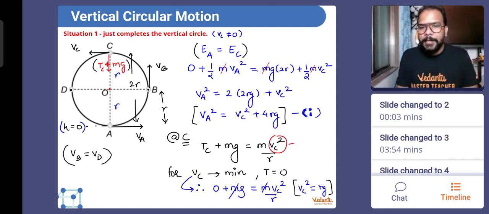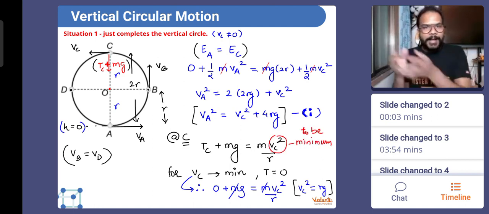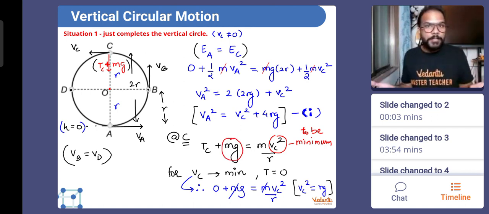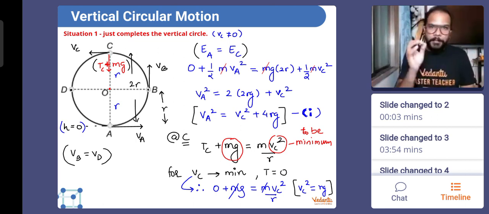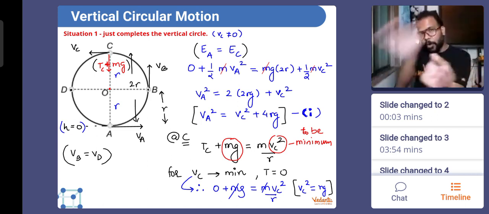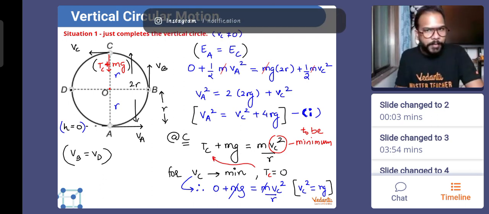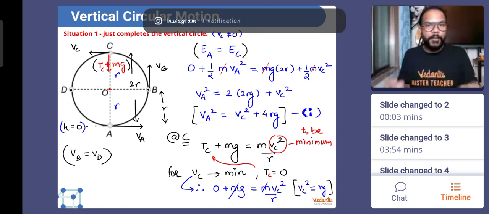And if I want vc to be minimum, definitely, if the right hand side has to be minimum, the left hand side has to be minimum. For the left hand side to be minimum, either mg has to achieve its minimum value, but mg is not going to change its value. It's constant on Earth's surface. So it's tension which is going to sacrifice its value, and the minimum value you can expect in the string is 0. This happens only for a small instant when the body is crossing the topmost point. And that is why you have equated the tension at C to be 0. That's why your equation becomes 0 plus mg equals mvc square by r. Hence tension is 0 to make minimum centripetal force, to make velocity minimum.